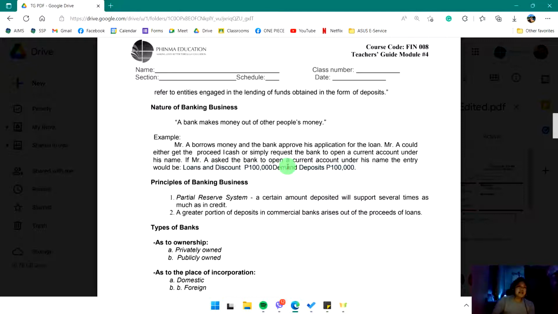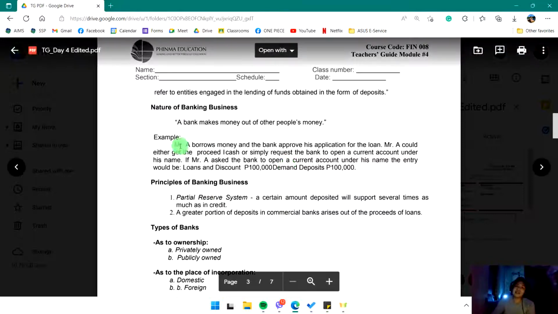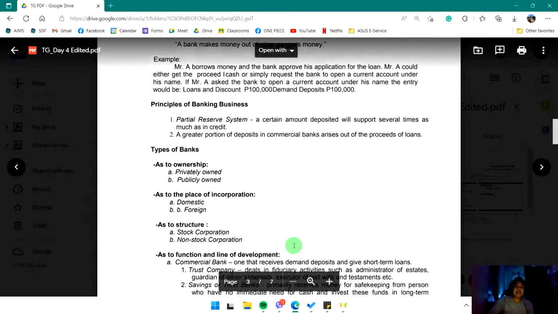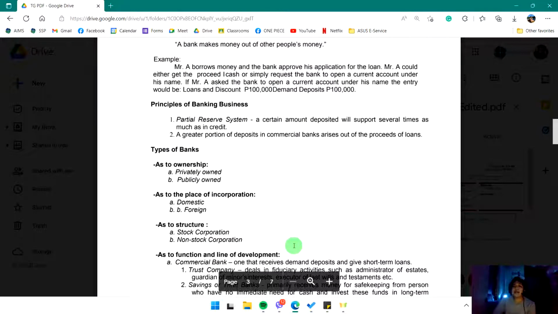So dahil si borrower natin ay mangungutang ng pera, they have to, of course, pay up interest rate. And doon sa interest rate natin, doon kumikita ang mga bangko natin. So a bank makes money out of other people's money. Now let's go to the principles of banking business.